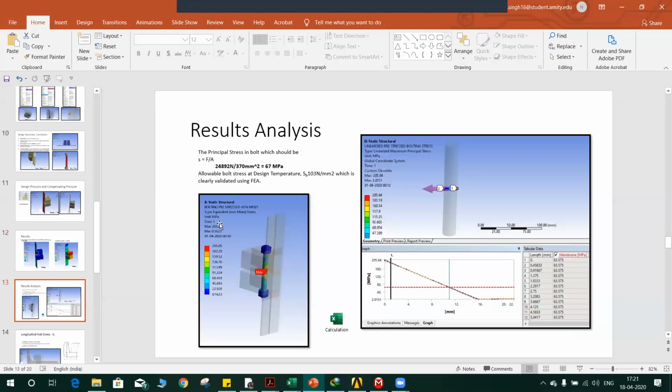Now, the first result analysis I have done is for the bolt. So I checked it through linearizing the stress through the cross section of the bolt.